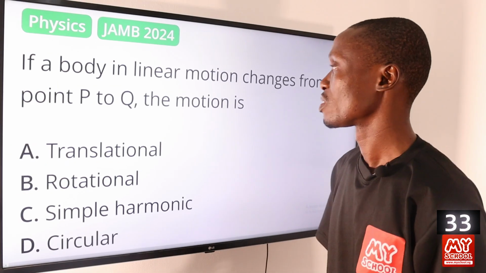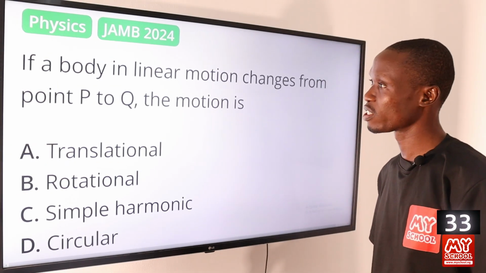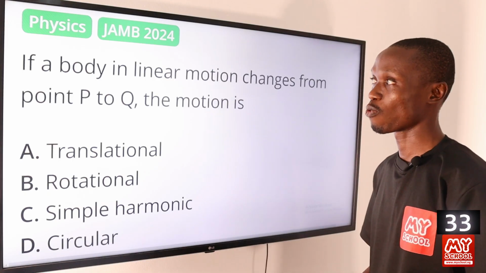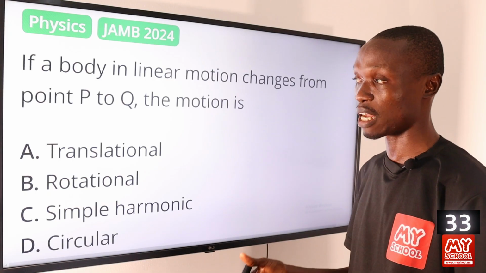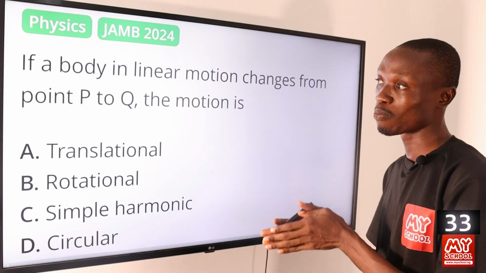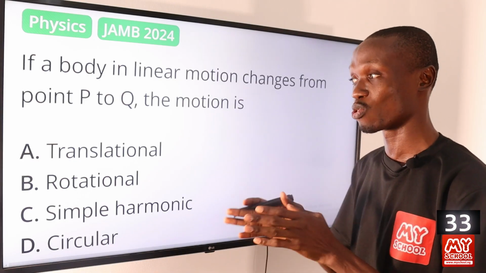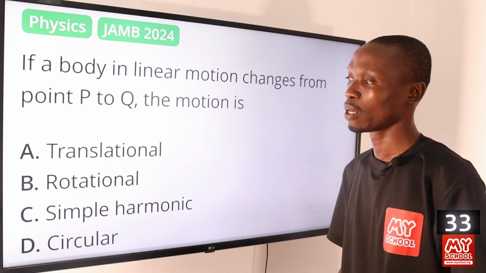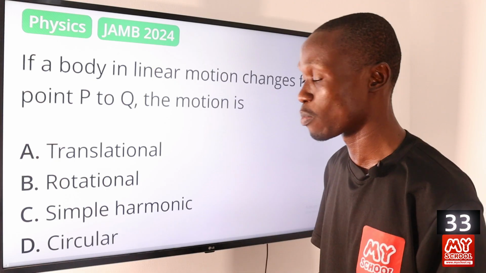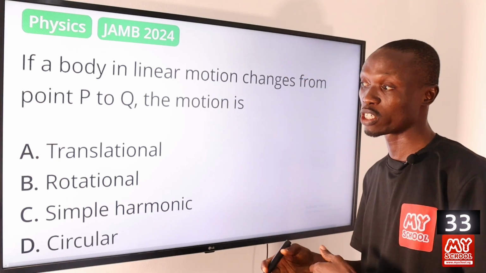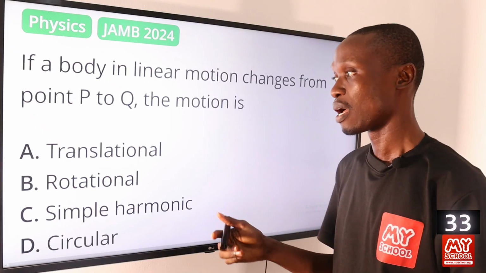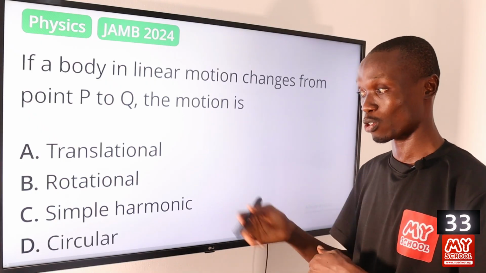Question 33. If a body in linear motion changes from point P to Q, the motion is A, translational. Translational motion is a type of motion in which a body moves from one point to another in a straight line without rotating. B is rotational motion, a type of motion in which an object rotates about an axis. For example, the rotation of the Earth around the sun is an example of rotational motion.